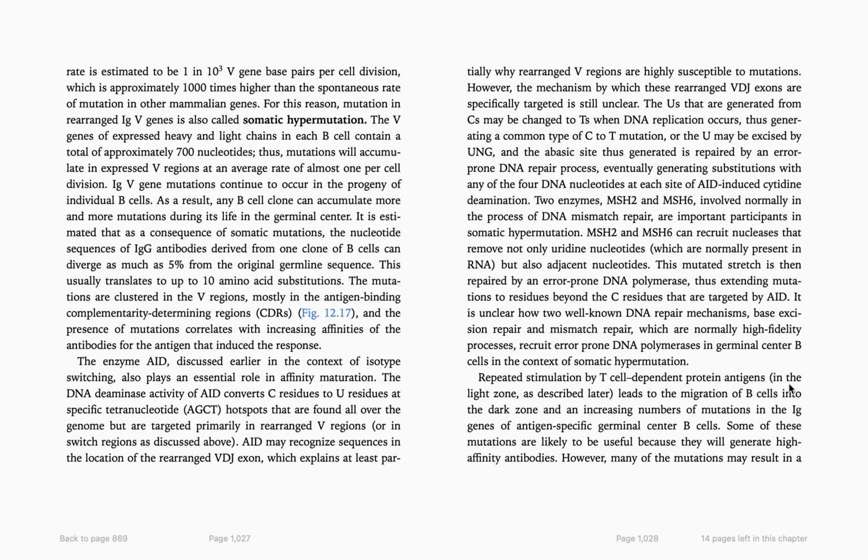This rate is estimated to be 1 in 10 to the power 3 base pairs per cell division, which is approximately 1,000 times higher than the spontaneous rate of mutation in other mammalian genes. For this reason, mutation in the rearranged Ig genes is also called somatic hypermutation. The V genes of the expressed heavy and light chains in each B cell contain a total of approximately 700 nucleotides. Thus, mutations will accumulate in the expressed V gene region at an average rate of almost 1 per cell division.